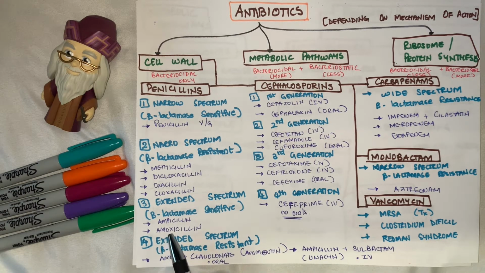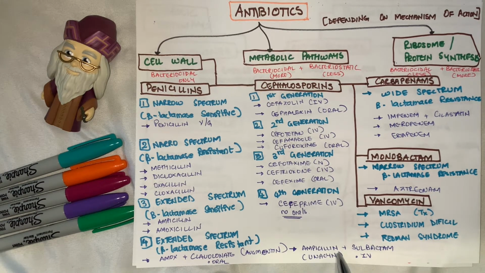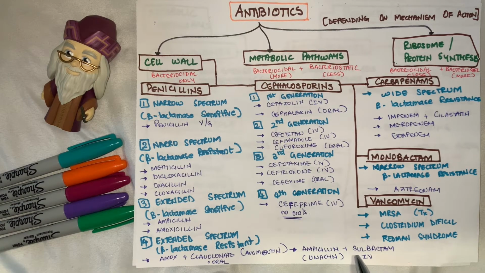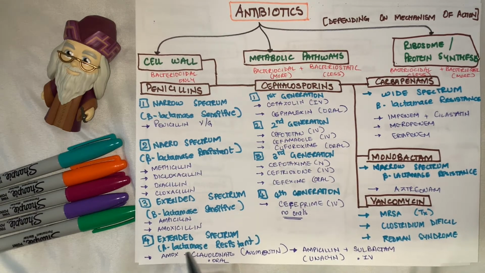There's amox, which is the amoxicillin, plus the clavulanate. It's also known as Augmentin in North America. It can be taken orally. Another one of those is ampicillin plus sulbactam, also known as Unasyn in North America. Now you must be wondering what clavulanate and sulbactam are. These two drugs, or chemical compositions to be precise, are called anti-beta-lactamase, which means they work to prevent the action of beta-lactamase.